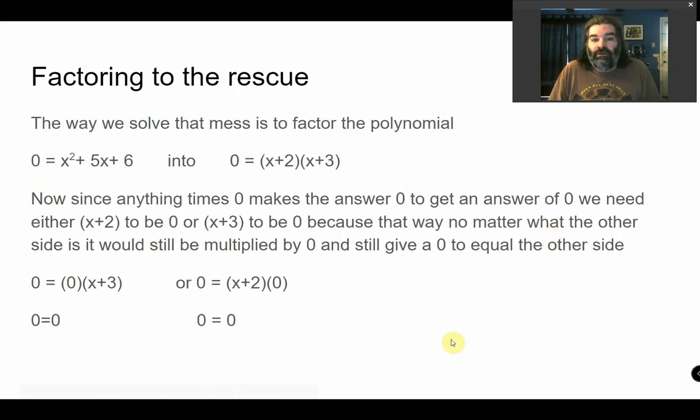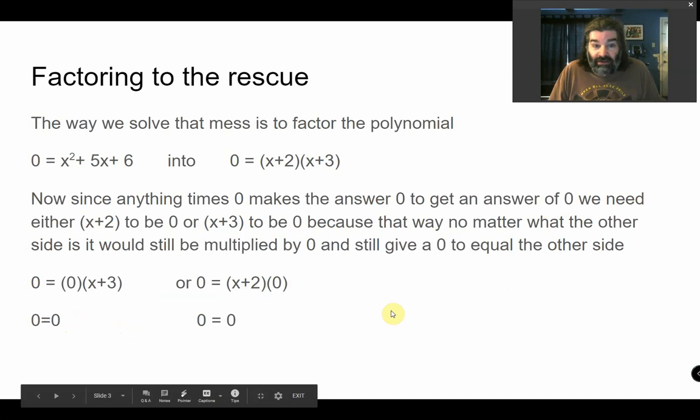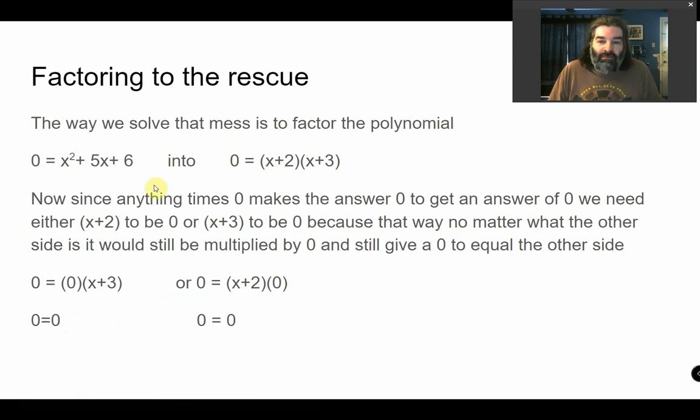Well, the good news is you already know the answer. It's factoring. So the way you solve that mess is actually factoring. This is the reason we would actually want to change something from its standard form into its factored form, because this is actually really useful. Now, because anything times 0 makes the answer 0, if this is 0, no matter what this is, it's going to be multiplied by 0 and equal 0. And if this is 0, no matter what this is, it's still going to be multiplied by 0 and it's going to be 0. So there's actually two solutions.